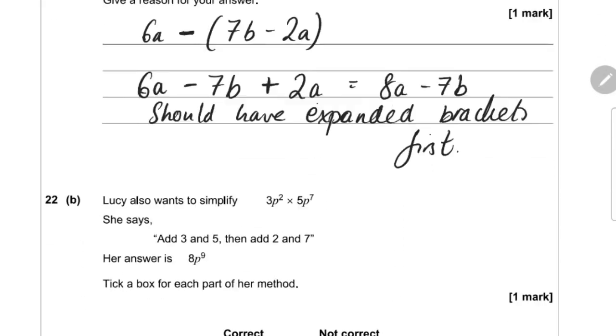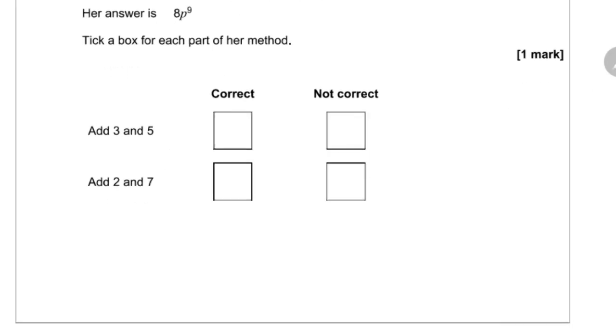To give an explanation. So 22b, Lucy also wants to simplify 3p squared plus 5p to the power 7. She says add 3 and 5, then add 2 and 7. Her answer is 8p to the power 9. So tick a box for each part of her method whether it is correct or not.